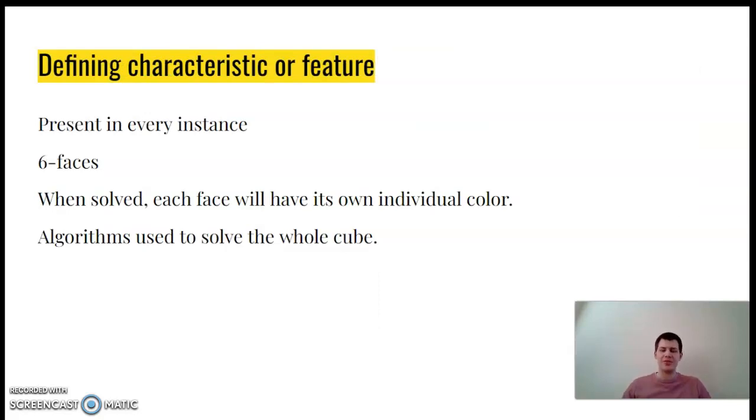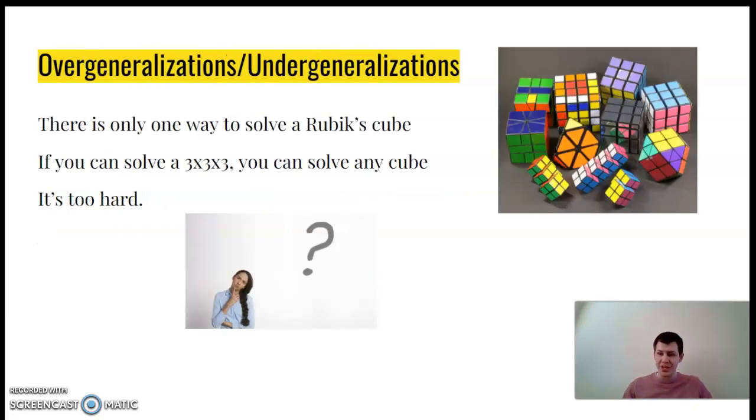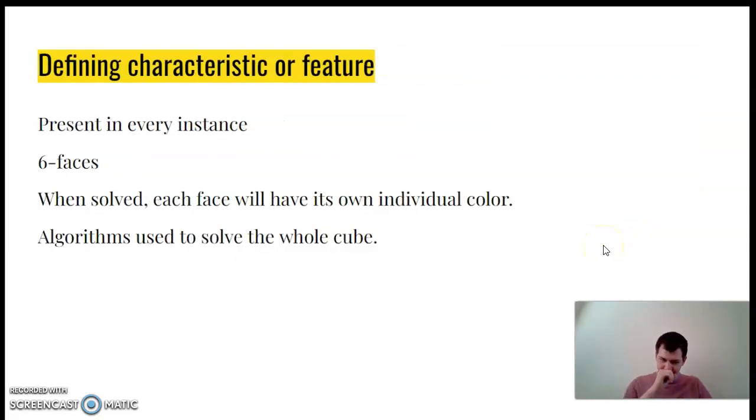Defining characteristics or features. These are things that you will always find in a Rubik's Cube. So specifically for a cube, unlike what we see in this, not all of these are cubes, right? But in a cube, you will always see 6 faces, where each face has its own individual color whenever it's completely solved. You do use algorithms to solve any cube. It doesn't matter what cube or what algorithm you're using, it is an algorithm that you will use.